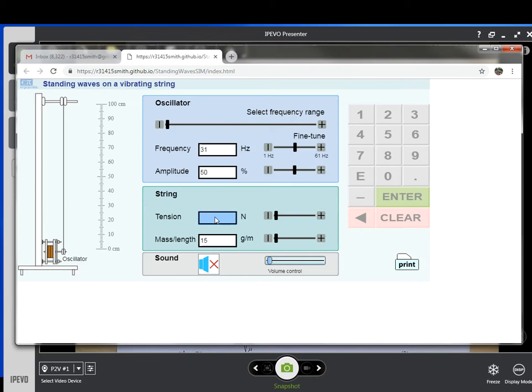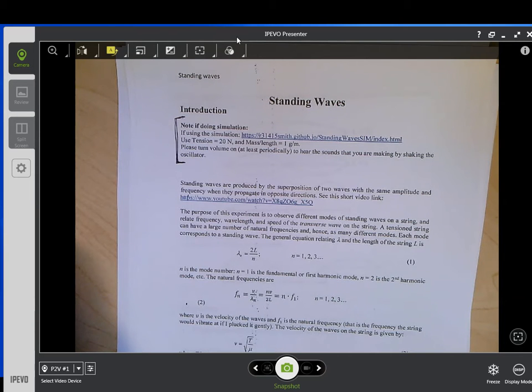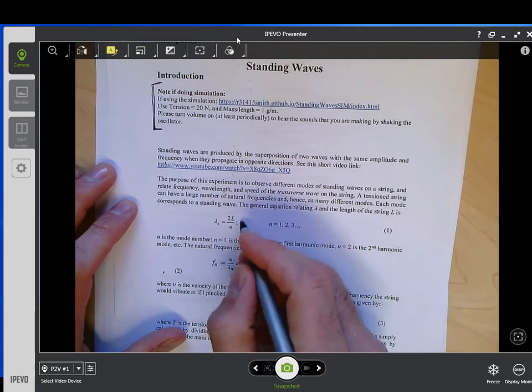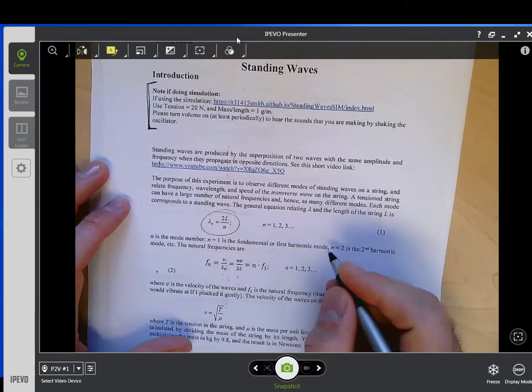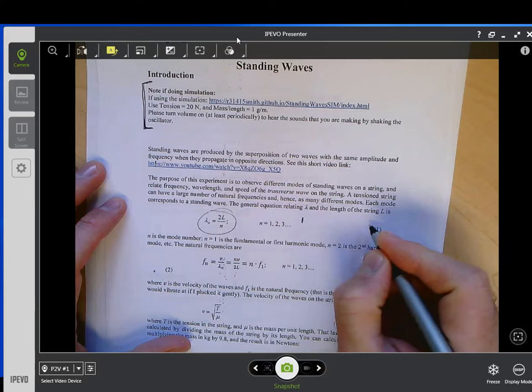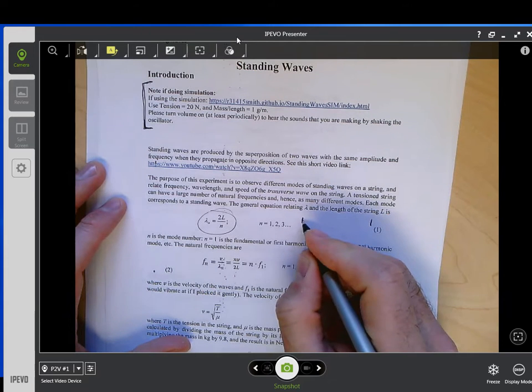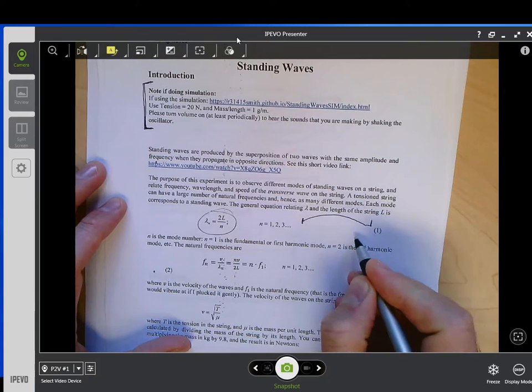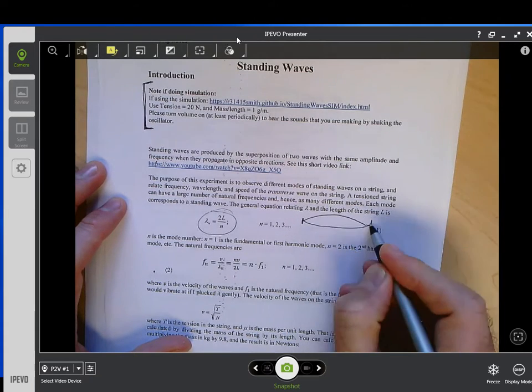The tension is going to be set to 20 newtons. The mass per unit length will be set to 1 gram per meter. And just as a way of reviewing, the different wavelengths here are given by this formula. We can actually figure out what this formula is if we say there's a length of a string, and it's going to, for example, oscillate up like this in one moment, and it'll go down like this in the other moment.